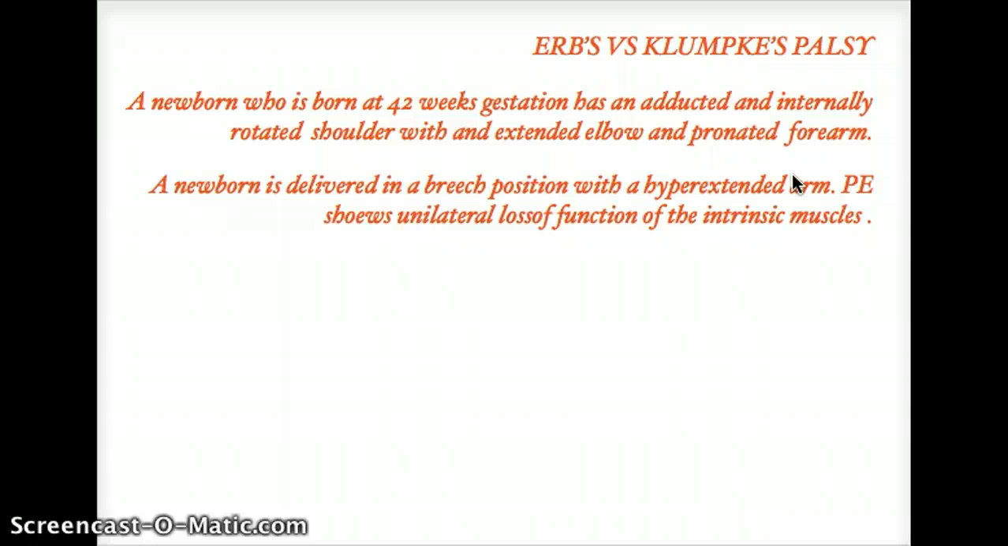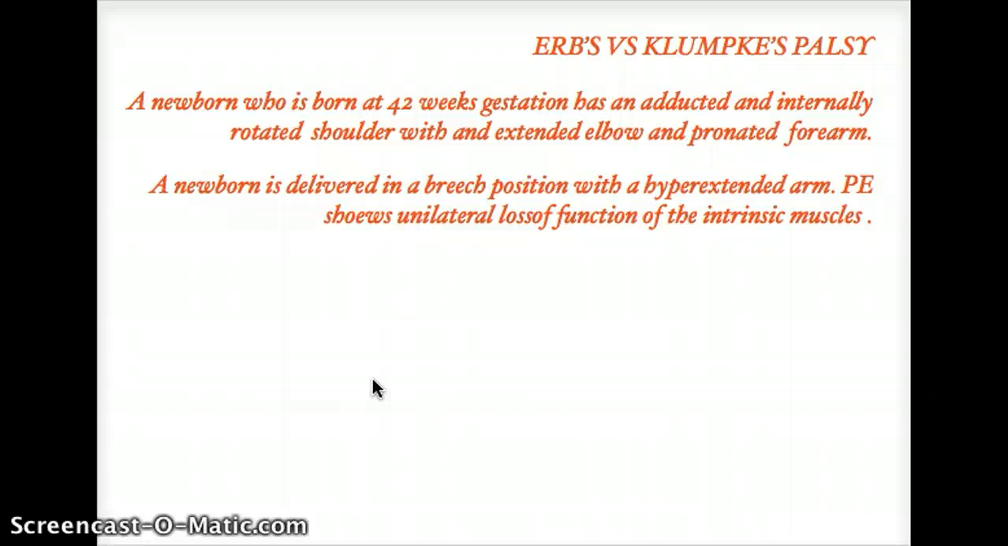This would be Erb's. And the reason for that is this particular patient does not have the ability to supinate, does not have the ability to flex. All those things are causing the arm to be adducted and internally rotated and pronated, because the arm has lost its ability to supinate and flex. So supination and flexion of the arm is achieved by C5 and C6. So that's why that is going to be Erb's palsy.